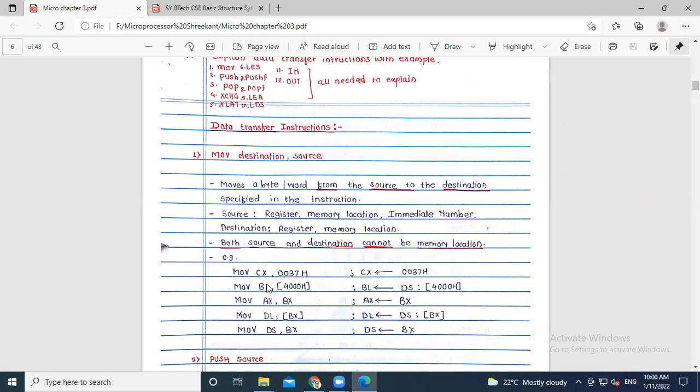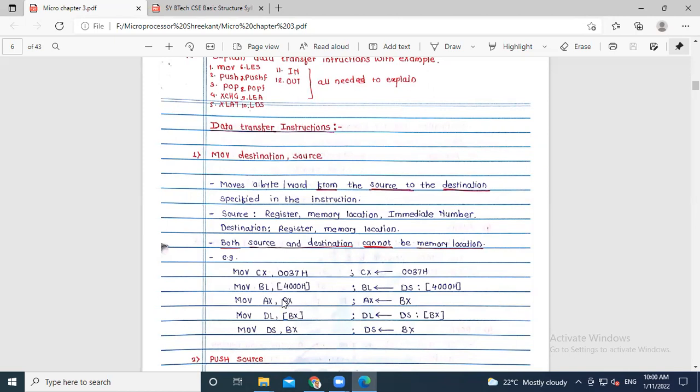We have to use only L for 8 bit, and for 16 bit we have to use X. X means it may be H and L. H is 8 bit and L is 8 bit. L is for low, H is for high. So 16 bit we have to indicate by X, like the C register, and L means the B register is 8 bit. So what does MOV AX, BX mean?